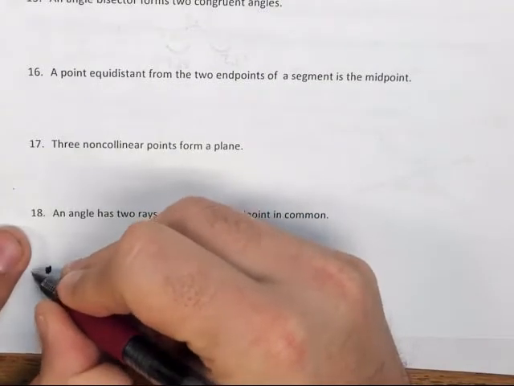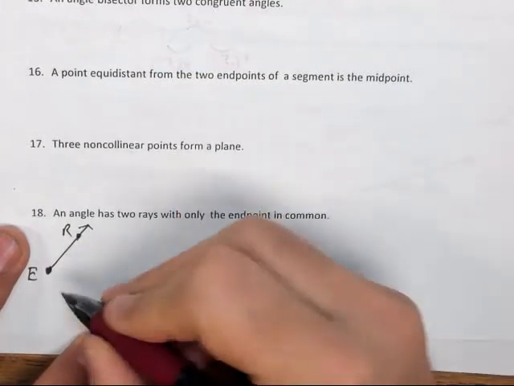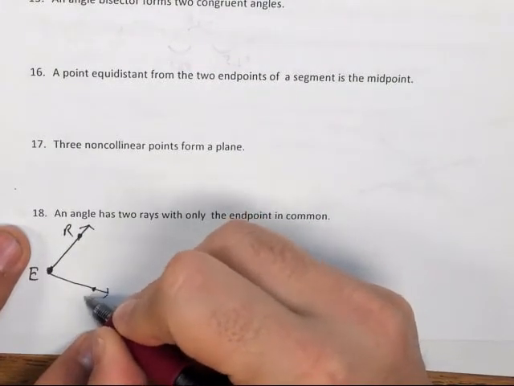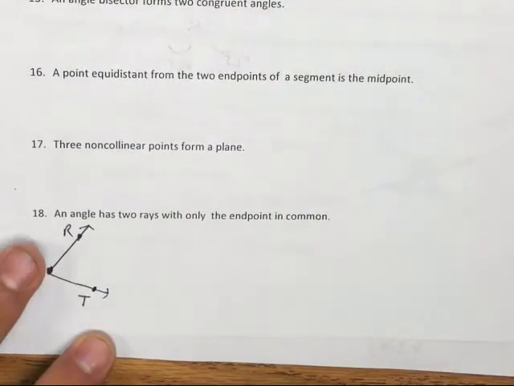So we got an endpoint here. Let's label that point E. Let's make a ray, so ER. And over here we got another ray, ET. And sure enough, I've got 2 rays with only an endpoint in common.